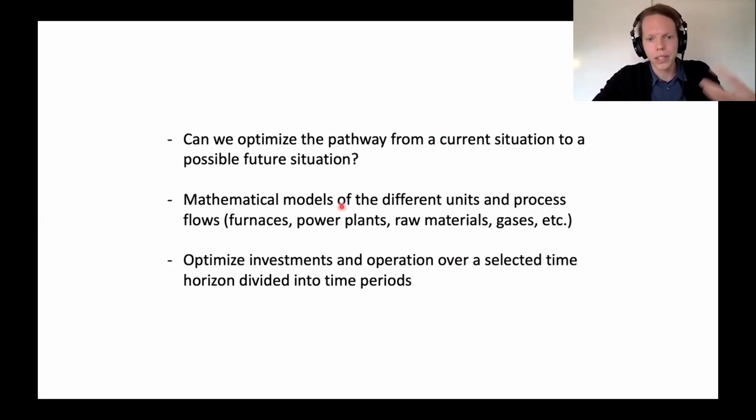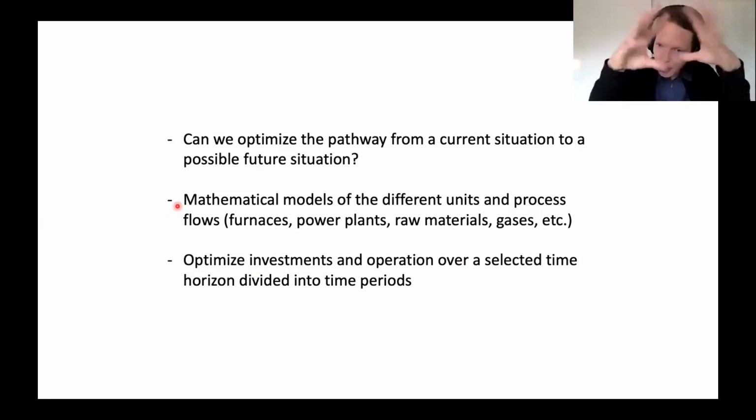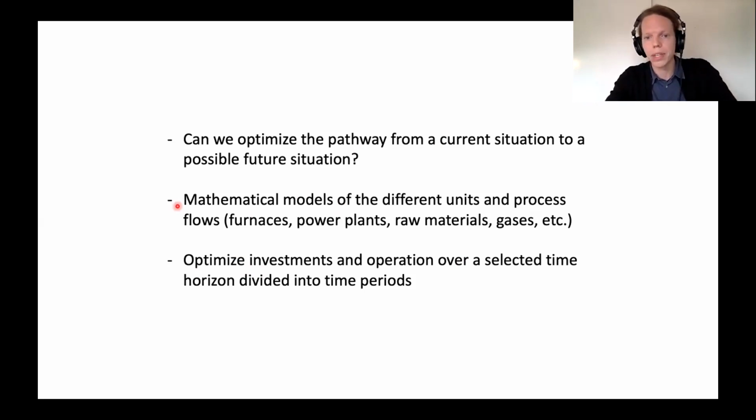And we do that by optimizing the investment and operation over a selected time horizon divided into time periods. In practice, I use 5-year periods for, let's say, 25 years. So we need mathematical models of these different units, like the blast furnace and the shaft furnace, maybe the electric arc furnace, and then the process flows between, and then build up this overall system model to minimize costs or emissions over this entire time horizon.